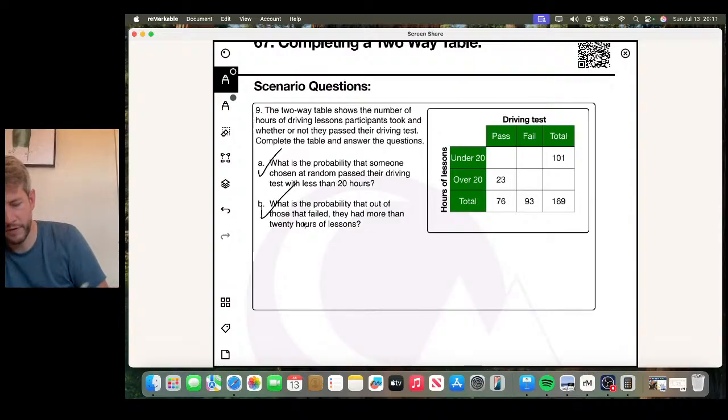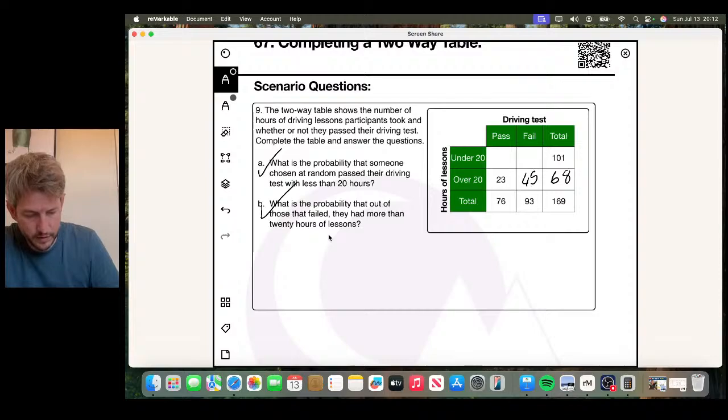Excellent, they're both fine. Okay, so that's 68. This will be 45. This will be 53. And then this would be 48. Okay, and then A is going to be probably pass their driving test with less than 20 hours. Passed, what is the probability someone chosen at random, under 20, 53 out of 169.